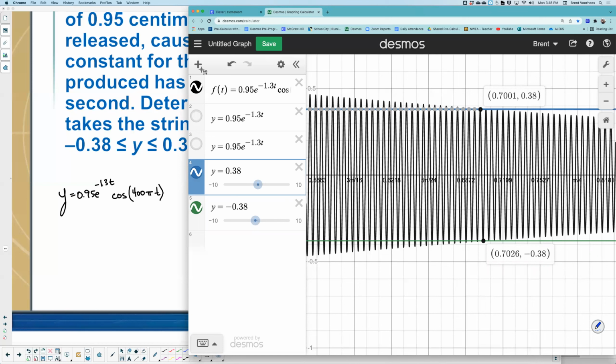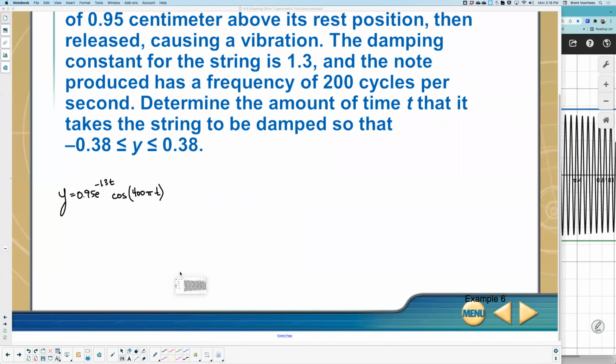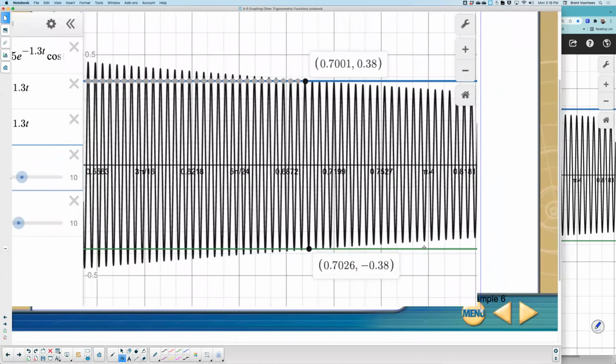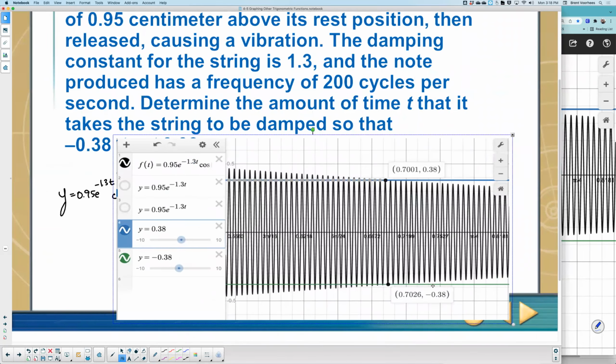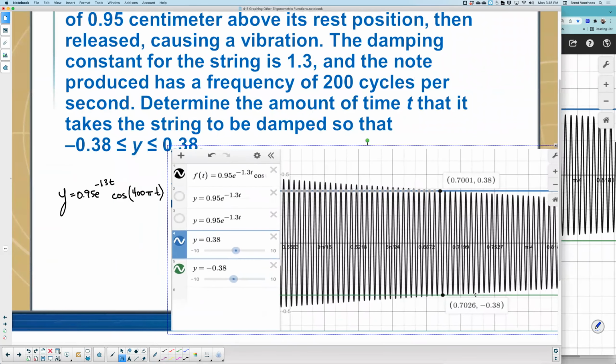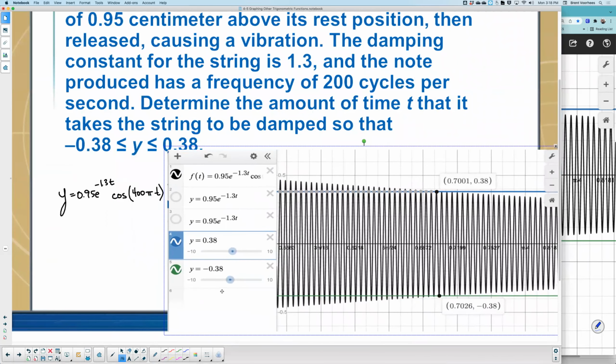So let me copy this. I'll explain it over here to get the correct answer. For how much time, the problem says, we want to determine the amount of time it takes the string to be damped so that the y value is in between these two values.